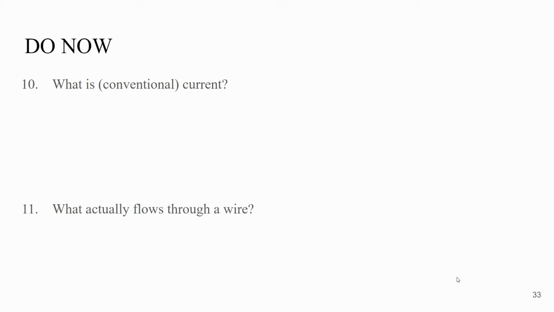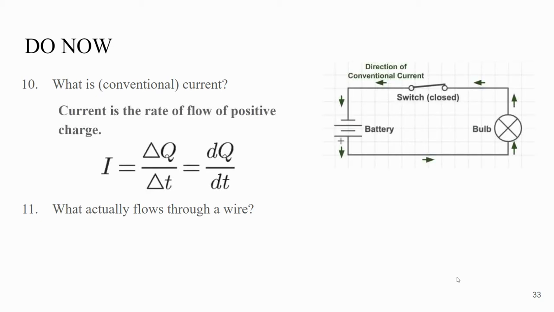Now, what is conventional current? Conventional current is the rate of flow of positive charge. So I equals delta Q over delta T, or dQ/dt if you want to use the calculus. So current, we imagine, is positive charge flowing through a wire, through a circuit typically.